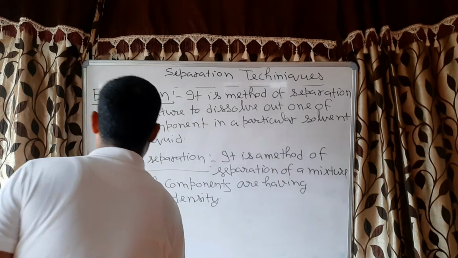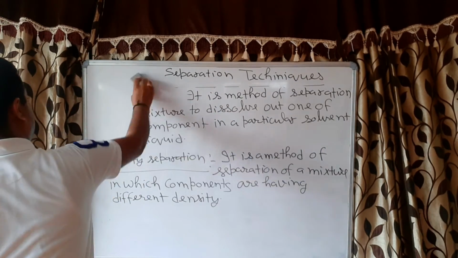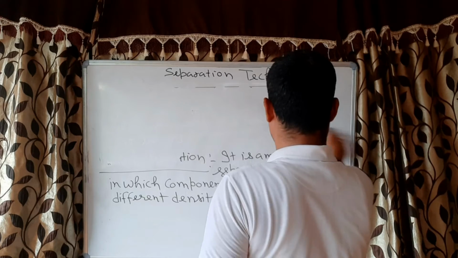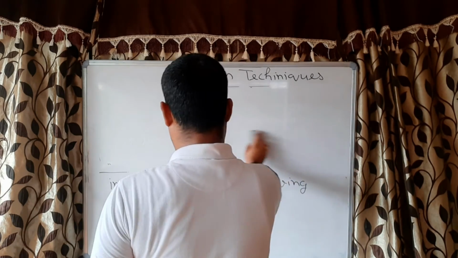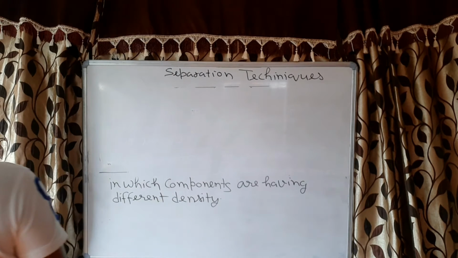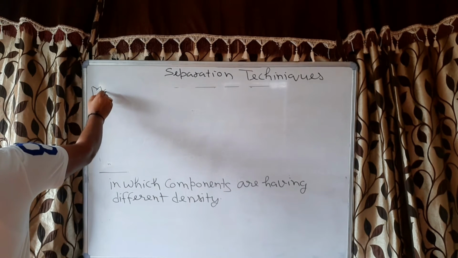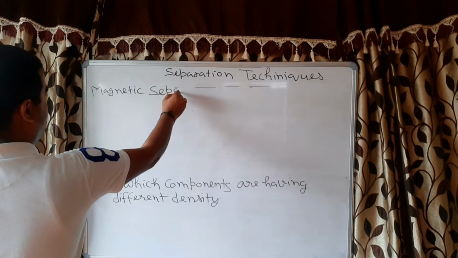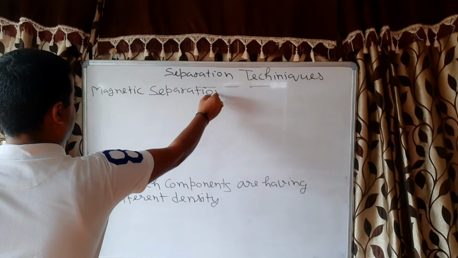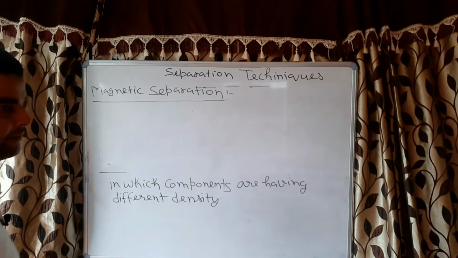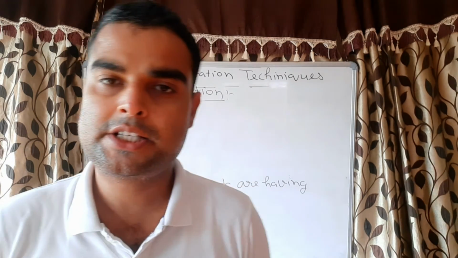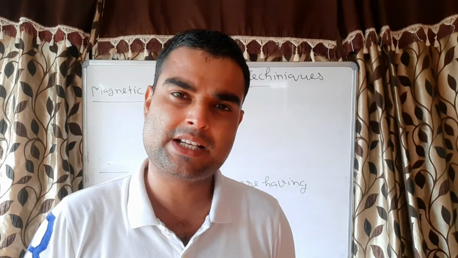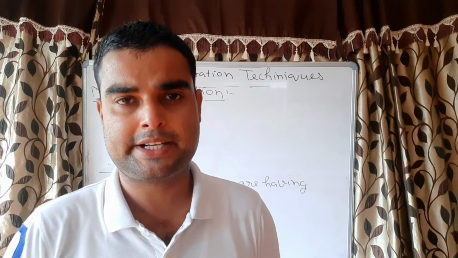Next is magnetic separation. What is magnetic separation? This is also a method of separation of a mixture in which one component is magnetic and other component is non-magnetic.